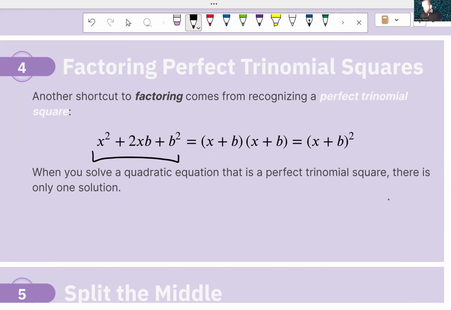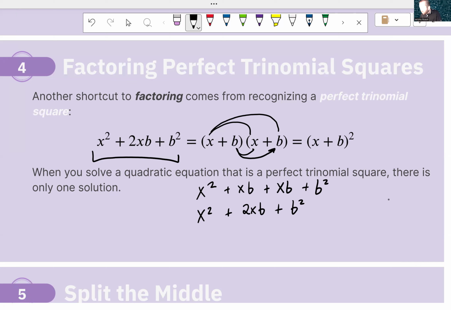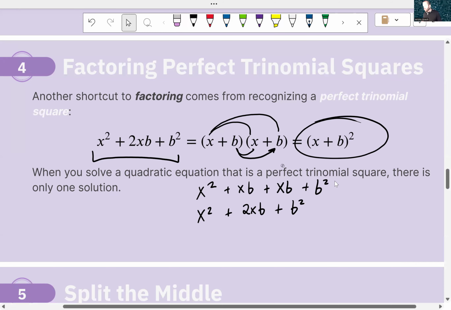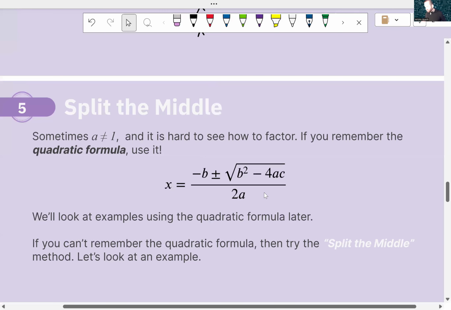Now, the reason we do that is from the distributive property. So this is x times x is x squared, x times b is xb, b times x is bx, or also written xb, because you can multiply in any order, and then b times b is b squared. So now we have x squared plus, there's two xb's there, so it's 2xb, and then plus b squared. This is worth memorizing for any binomial that is squared.